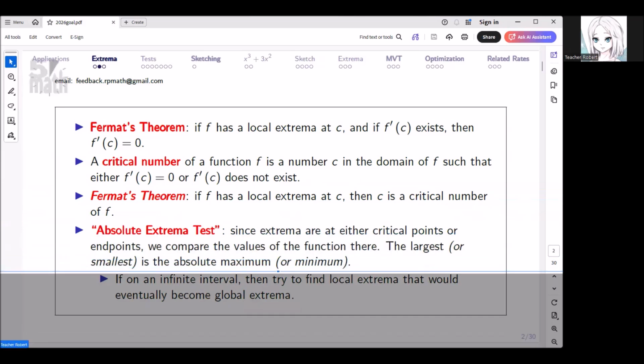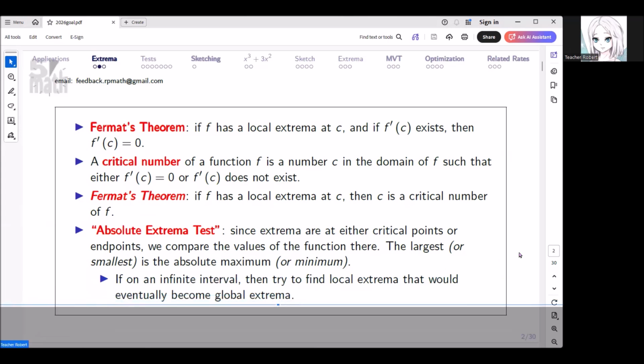Absolute extrema test. Since extrema are at either critical points or endpoints, we compare the values of the function there. The largest, or smallest, is the absolute maximum, or minimum. If on an infinite interval, then try to find local extrema that would eventually become global extrema.